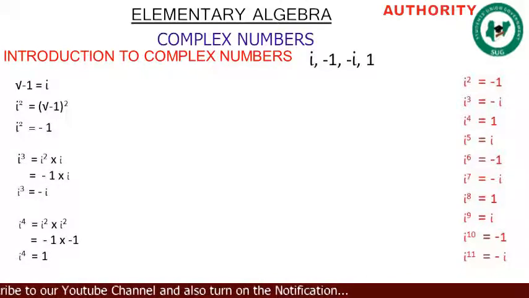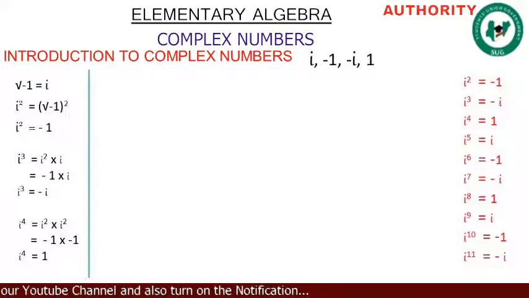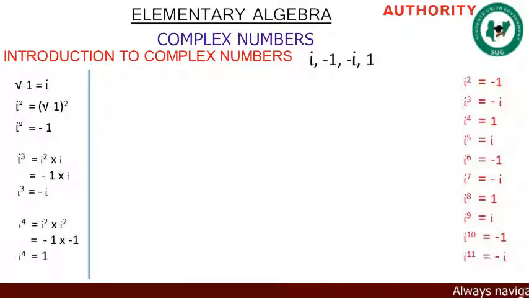So we're going to see that i raised to power 4 can be split into 2: i raised to power 2 times i raised to power 2. And then you remember that i raised to power 2 is what? Minus 1. So minus 1 times minus 1 is what? 1. So therefore, i raised to power 4 is equal to 1.